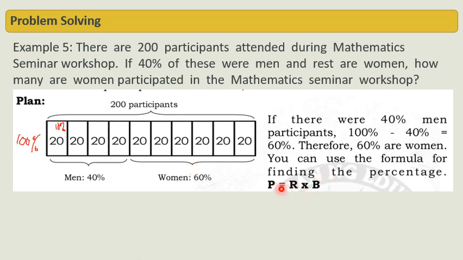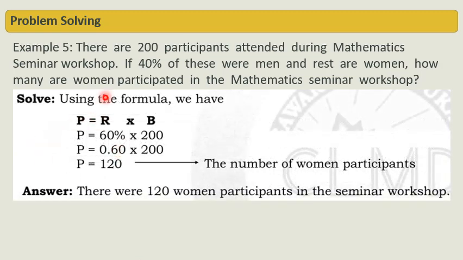So, gamitin natin yung P equals R times B. So, ulitin natin. So, ang R natin is 60%. Bakit hindi 40%? Kasi ang tinatanong is women. So, kung 40% ang men, 60% ang women. Then, yung base natin is 200. So, we will multiply 60% by 200. So, 60% convert to decimal, magiging 60 hundreds times 200. The answer is 120. So, ibig sabihin, there were 120 women participants in the seminar workshop.